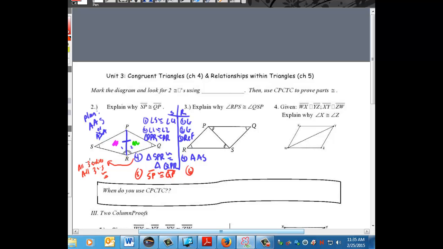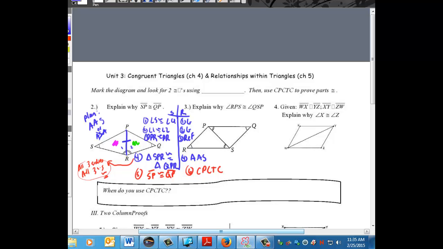And instead of writing all of this here, I can now use my CPCTC shortcut. But this is really what I'm saying. I'm really saying that these two segments are equal because all three sides and all three angles of these two shapes are congruent.